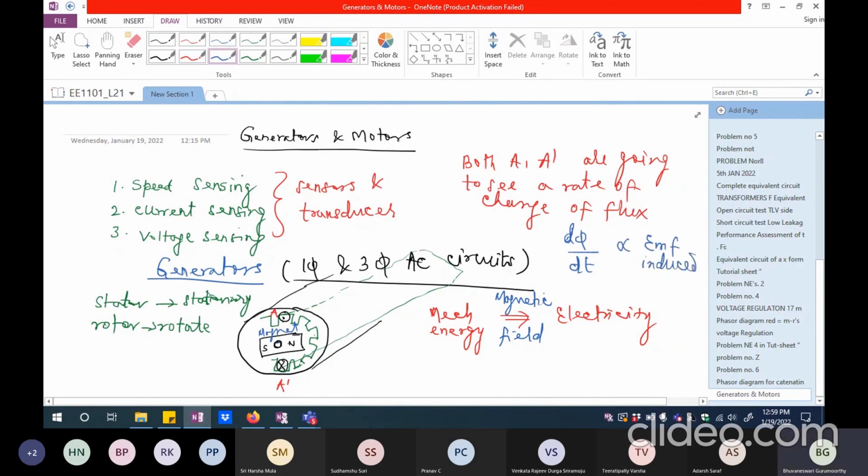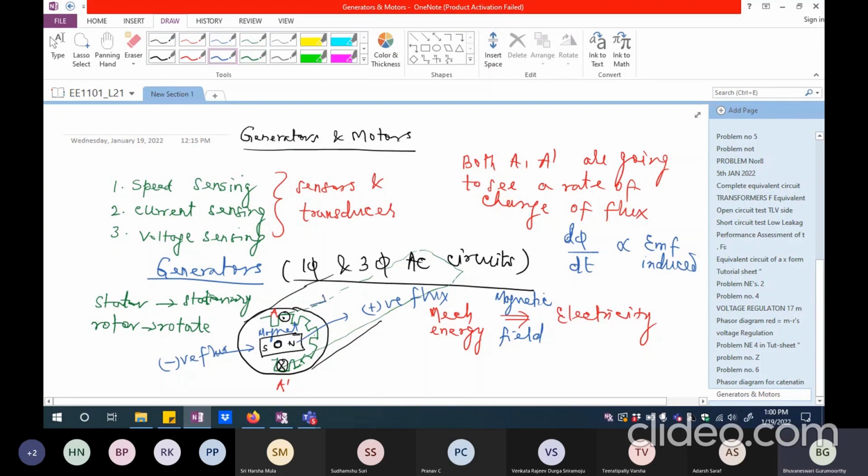So if I call North Pole as carrying some positive flux, obviously South Pole will carry the negative flux, and both of them are going to have opposite effects. So whenever A is facing North Pole, A dash is facing South Pole. If A is getting a positive induced EMF, A dash will get a negative induced EMF and vice versa. So both of them are going to be additive.